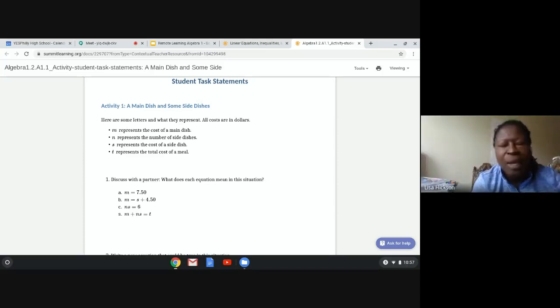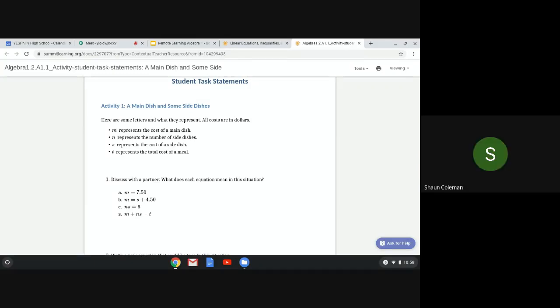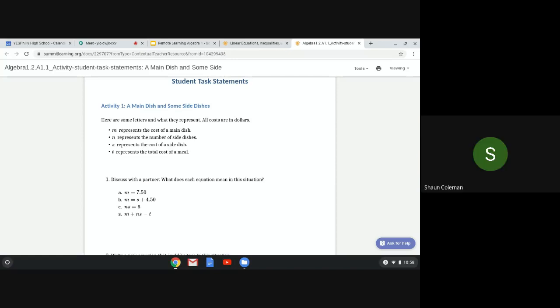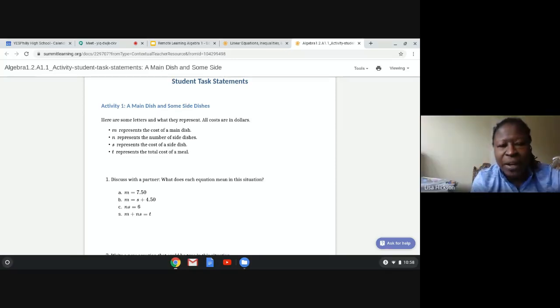We communicate with you all through your Yes Philly accounts, and your Yes Philly accounts are attached to Gmail. So again, if you can't pull it up, that is fine. Just look at the screen because we are going to have a class discussion. It should have been partners. So here are some letters and what they represent. All costs are in dollars.